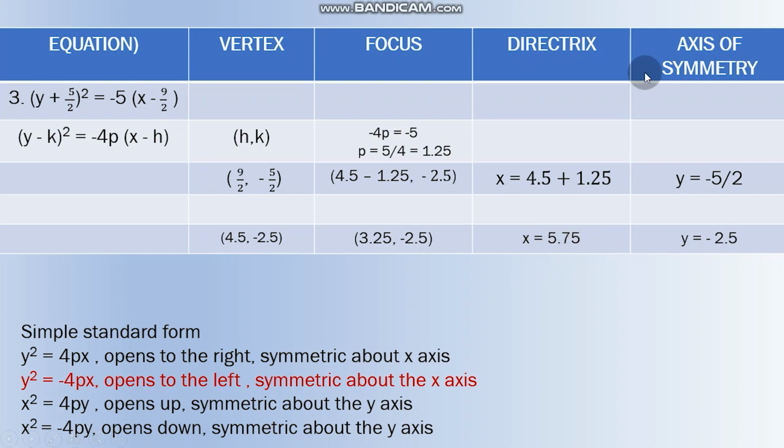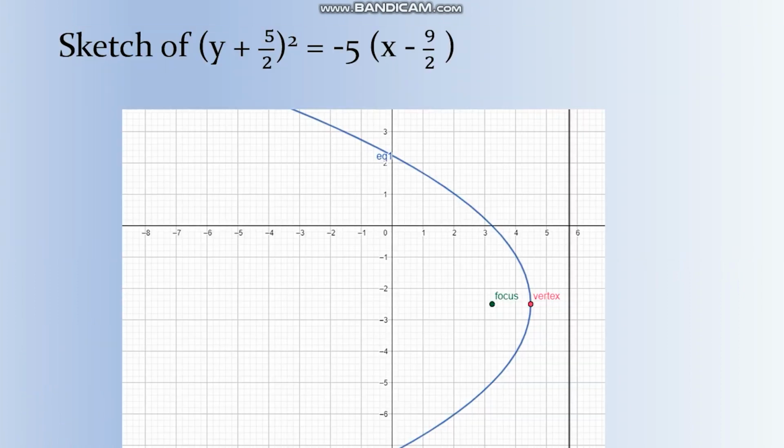Okay? Now, ano yung axis of symmetry? Napakasimple, wala kang kukumputin. Kung ano yung value dito ng y, yun yung magiging sagot mo. So, y is equal to negative 2.5. Okay? So, we can now graph this equation. Ayan, di ba? Sabi ko nga, nasa fourth quadrant siya. This is quadrant 1, quadrant 2, quadrant 3, and then quadrant 4.